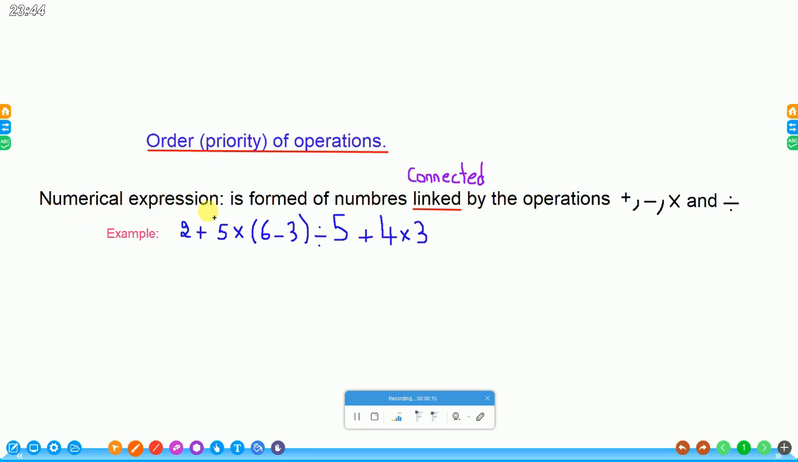A numerical expression is formed of numbers that are linked or connected by the four operations that we know: addition, subtraction, multiplication, and division. Example: 2 plus 5 times, between parentheses, 6 minus 3, divided by 5 plus 4 times 3. So here we have the numbers 2, 5, 6, 3, 5, 4, and 3, and they are all connected by the operations addition, multiplication, subtraction, division, addition, and multiplication.